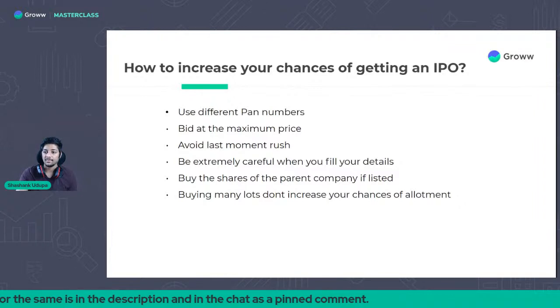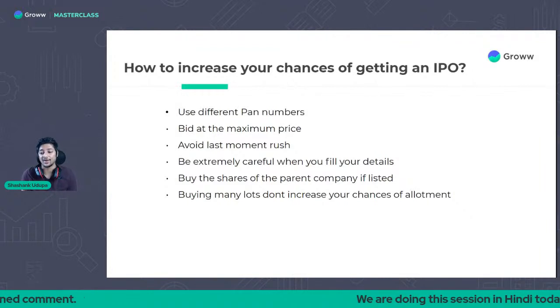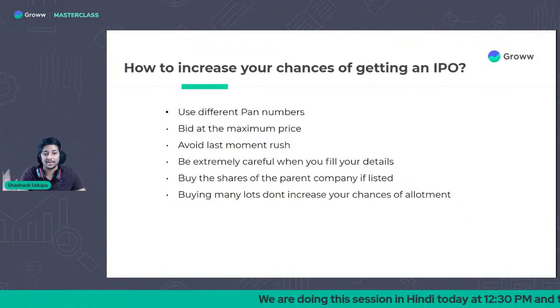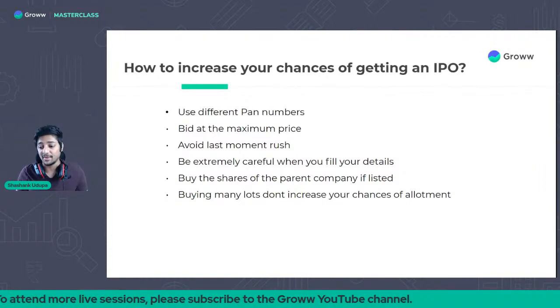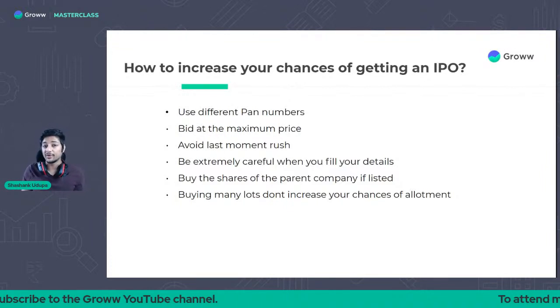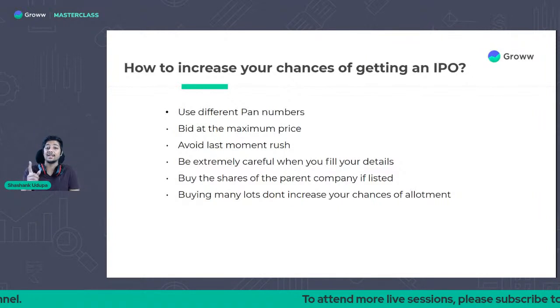Okay. Is there any perfect chance to get allotment? No, you can just try. It is a lottery system. It is a lucky draw system. It is completely unpredictable. So this is how it is. You use different PAN numbers. You should bid at the maximum price. Avoid last moment rush. Be very careful when you fill in your details, because if you put wrong details, then you'll have an issue. Buy the shares of the parent company if it's listed.